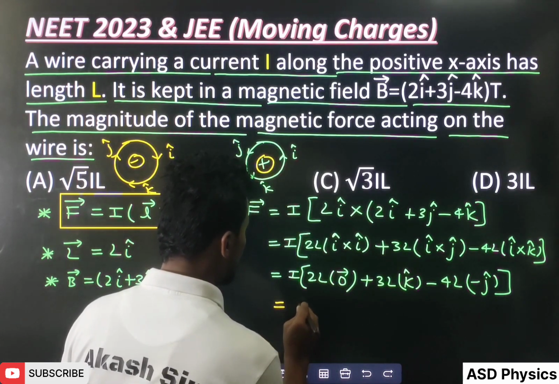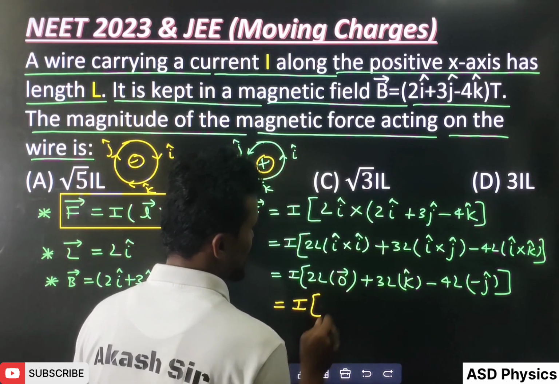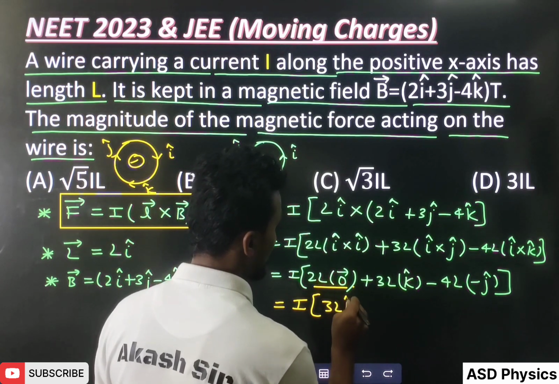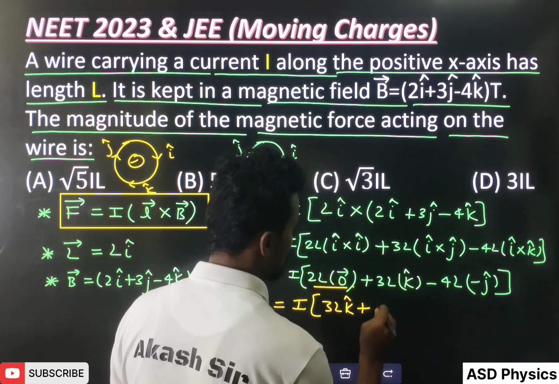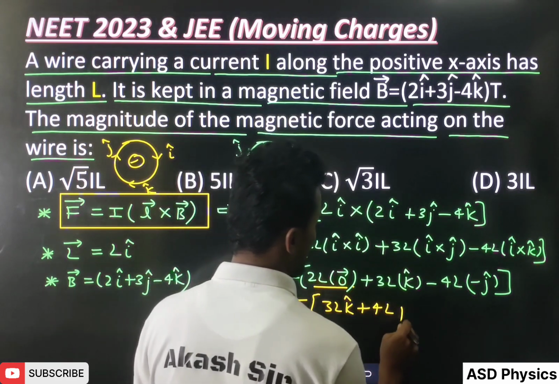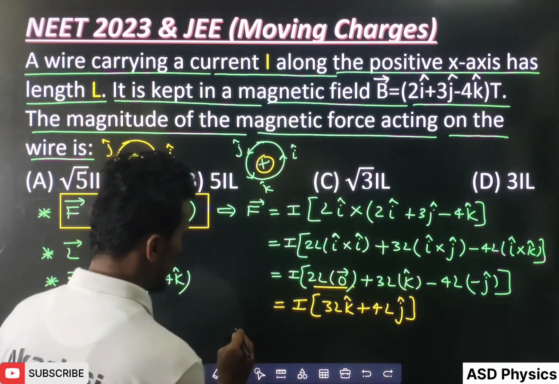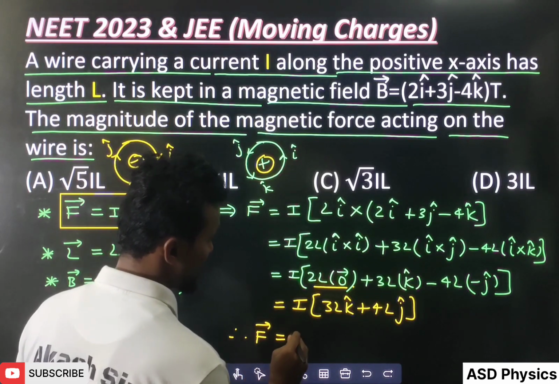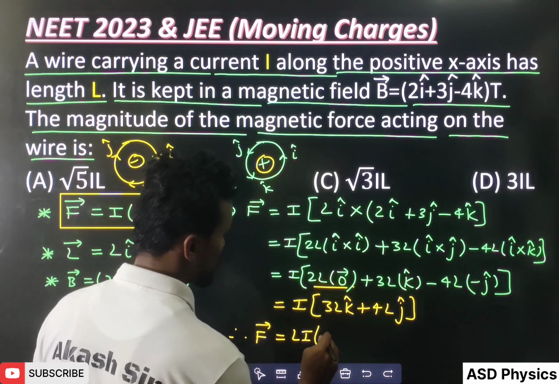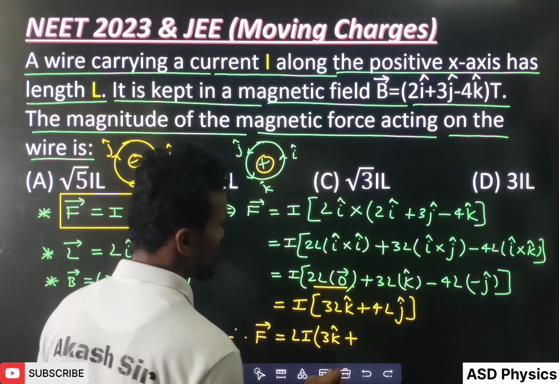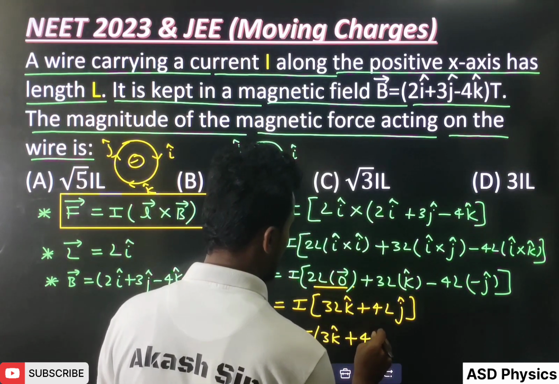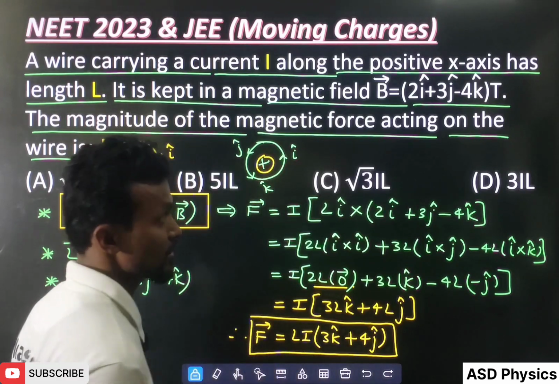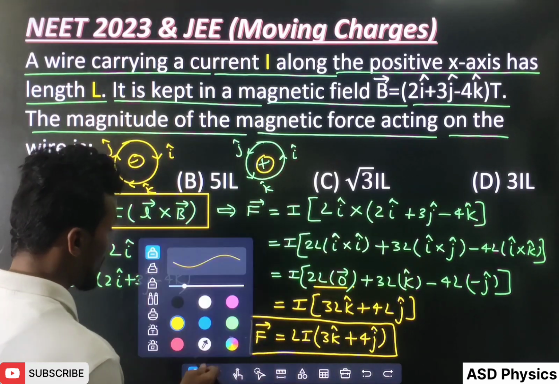Now this first term is 0 anyhow, so it becomes 3L k cap minus minus, that is plus, 4L j cap. What is common comes outside, so we can take L into I, and inside 3k cap plus 4j cap. Now this is the vector form. But what they are asking is the magnitude.